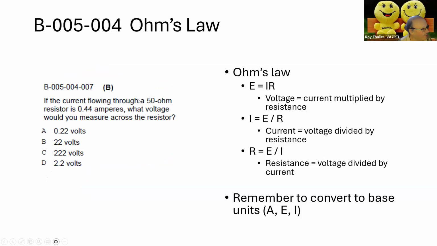If a current flowing through a 50 ohm resistor is 0.44 amps, what is the voltage you need to measure across the resistor? So here again, it's E equals I times R. So 50 times 0.44 is 22 volts. So B is the correct answer.